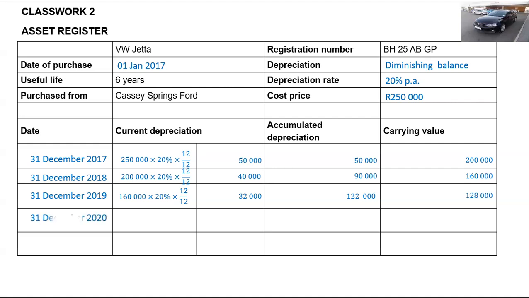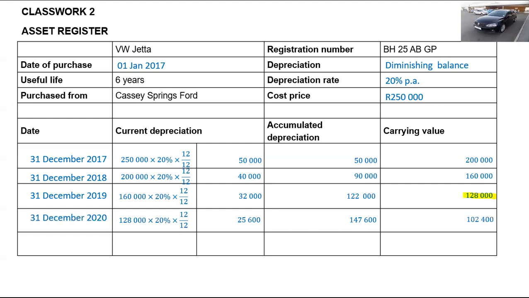For 2020, we take last year's carrying value, which is 128,000. I don't take 2018 carrying value. No, I'm taking last year's carrying value, which is 128,000. Take that 128,000 multiplied by 20%, and that will give you 25,600, increasing our accumulated depreciation from 122,000 to 147,600. Our carrying value will be 250,000 minus 147,600.